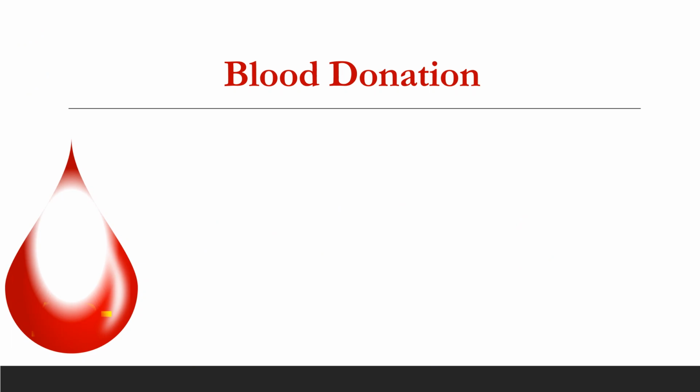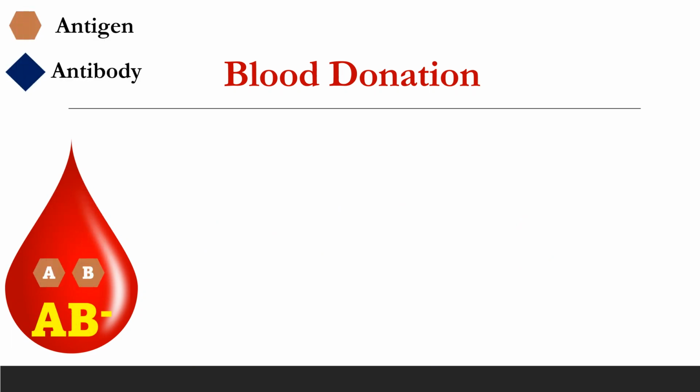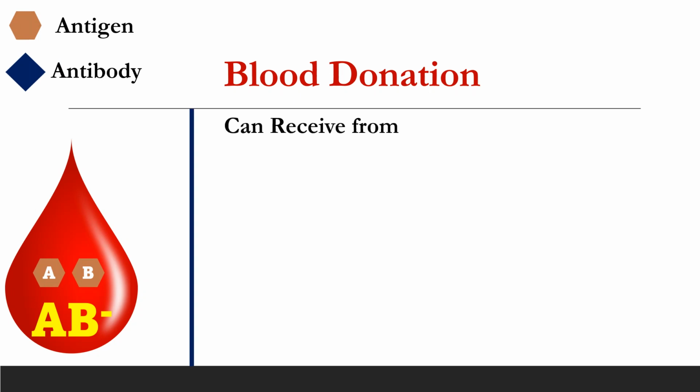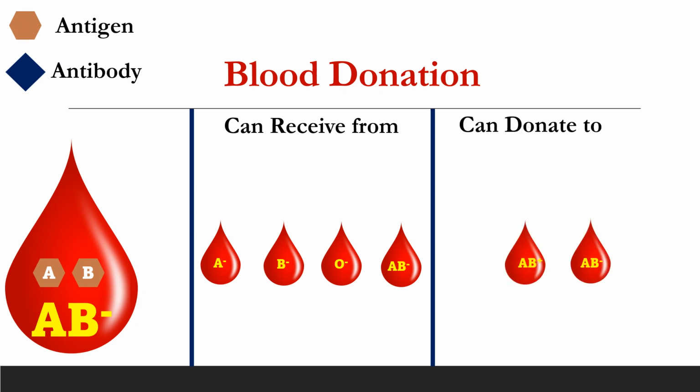If we say AB minus blood group, because it is minus, no RH factor will be there. So in this case, antigen A and B are there, no antibody is there, so they can receive blood from all the minus blood groups like A, B, O, and AB minus, and they can donate blood to AB plus and AB minus only.